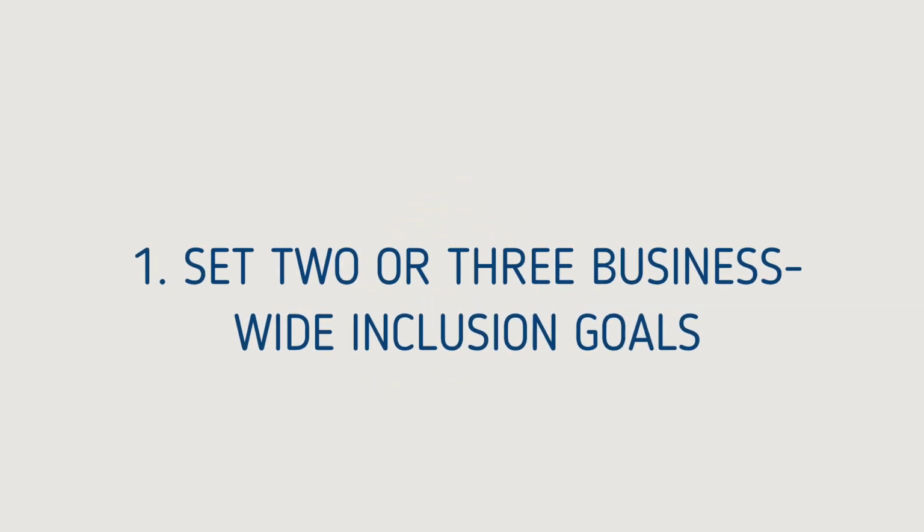Tip 1. Set 2 or 3 business-wide inclusion goals. These could be about representation at every level of the business, employee perspective on the inclusiveness of the business, reducing pay gaps. And you might want to audit the business to decide what activities and what focus is going to have the greatest impact on moving the dial.